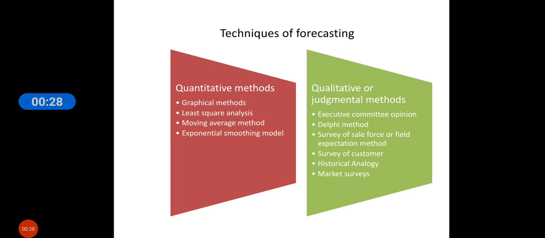Now, various techniques of forecast. We have quantitative and qualitative techniques. Quantitative techniques cover the graphical method, least square analysis, you can say regression analysis over here, moving average method, exponential smoothing model, etc. Qualitative or judgmental methods include executive committee opinion, Delphi method, survey of sales force, survey of customer, historical analog, or market survey. Now we cover one by one.